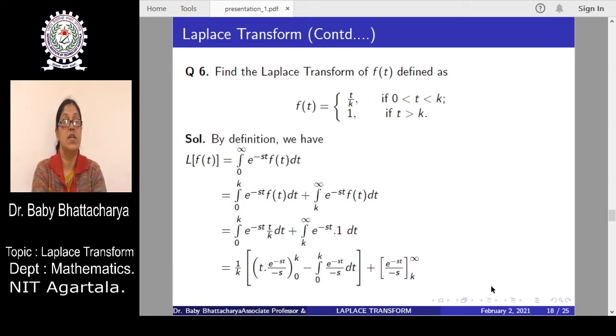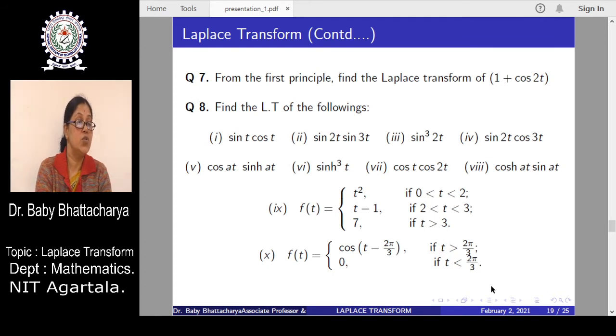What we do here is first we apply the definition: the Laplace transformation of f(t) is equal to the integration from 0 to infinity of e to the power minus st f(t) dt. Now we break the limit, first from 0 to k, then k to infinity, and accordingly we obtain the integration 0 to k of e to the power minus st f(t) dt plus the integration k to infinity of e to the power minus st f(t) dt. Performing these definite integrals and putting the limits, we will get the result for the function also. So it is easy to find the solution.